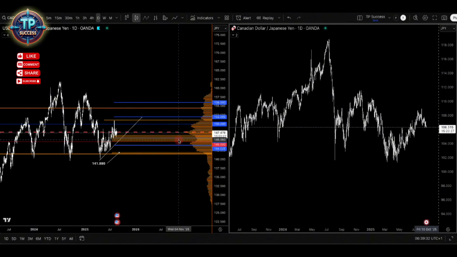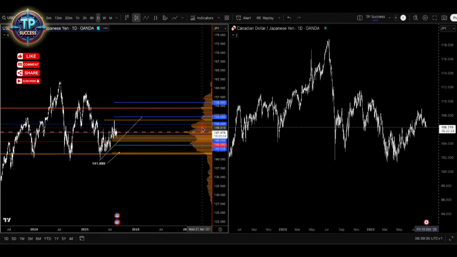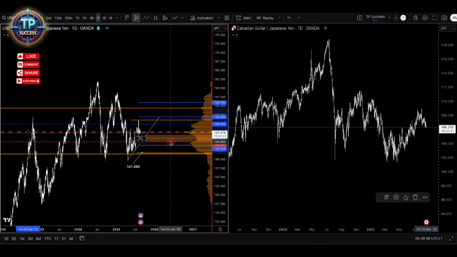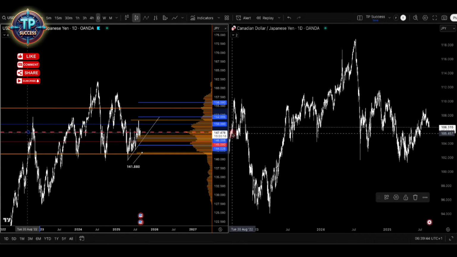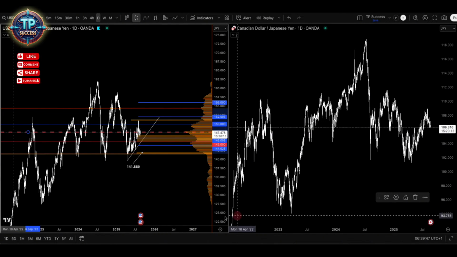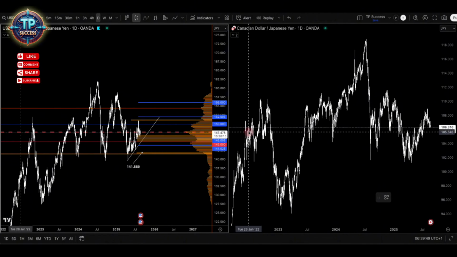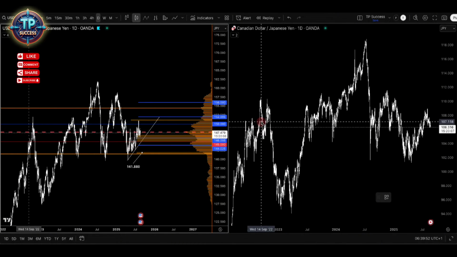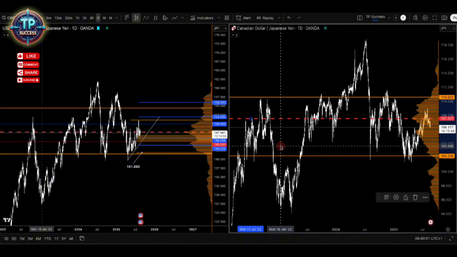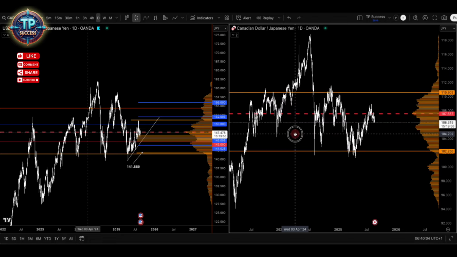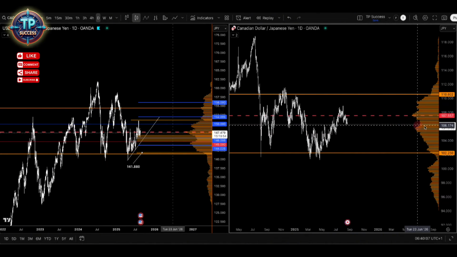So first things first, let's have a look to see where I dropped my, okay, so I dropped it back here. Okay, so we're in. We're going to have a look to see what's happening. We have a low volume node right here.